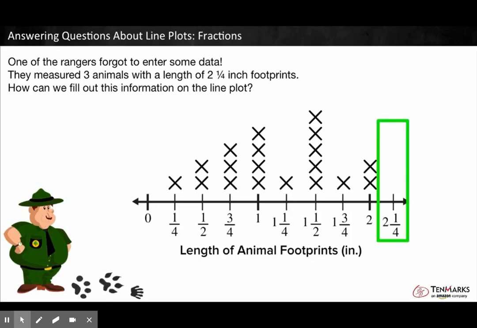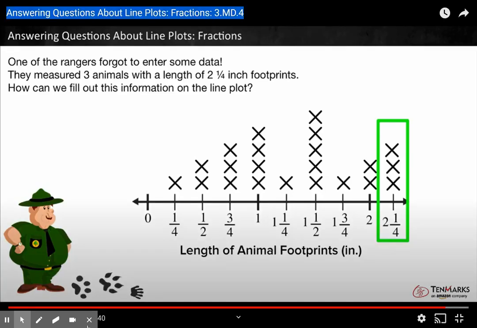This will change things. Well, we need to look at the 2 1/4 inch part of the line plot first. The rangers measured 3 animals, and each X represents 1 animal. So there should be 1, 2, 3 X's above 2 1/4. So we can add 3 X's above 2 1/4 to show that the rangers measured 3 animals with a length of 2 1/4 inch footprints.